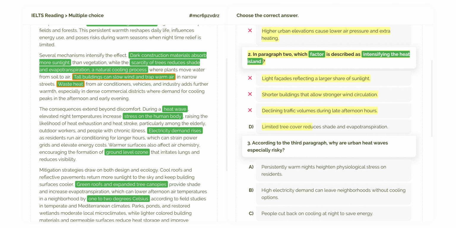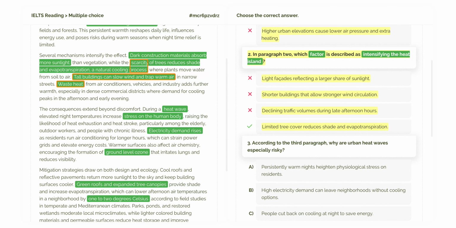Limited tree cover reduces shade and evapotranspiration. Let's check the paragraph again. It says, the scarcity of trees reduces shade and evapotranspiration, a natural cooling process. Limited tree cover is a direct paraphrase of scarcity of trees. The text clearly states this reduction in trees intensifies the heat by removing a natural cooling mechanism. This matches perfectly. This option is correct.